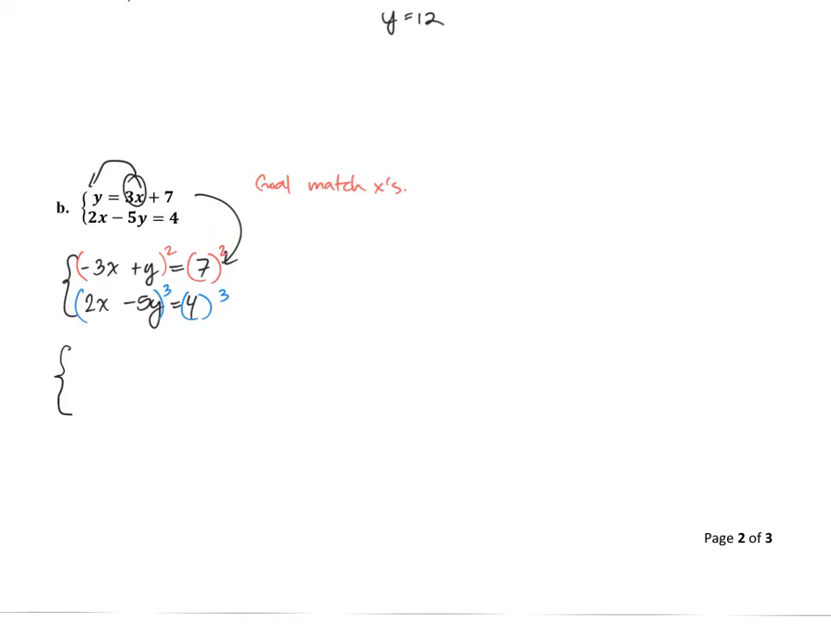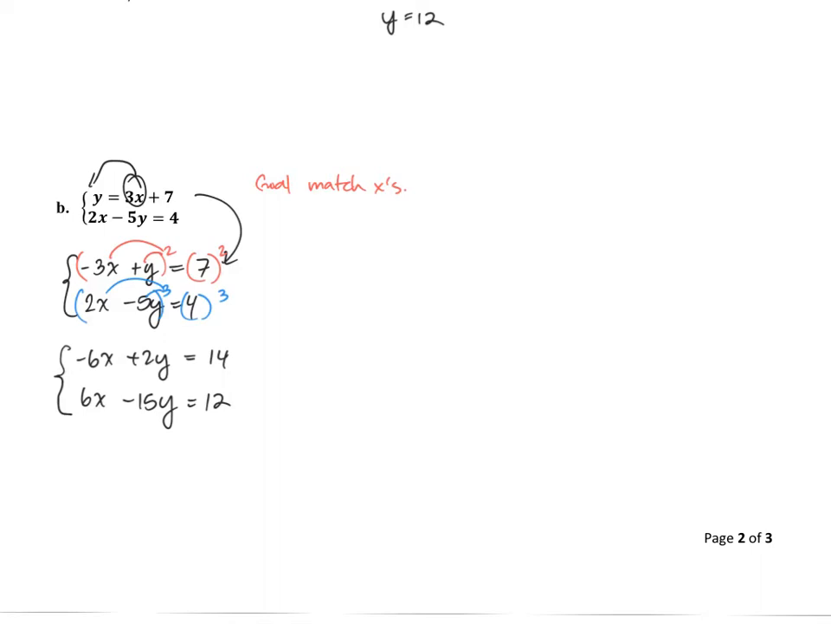So the top equation, we have the 2 multiplied out to these ones. So then I get negative 6x plus 2y equals 14. And then the bottom one, I get, distributing that 3 out, 6x minus 15y equals 12. All right, and now the x's are basically matched up.